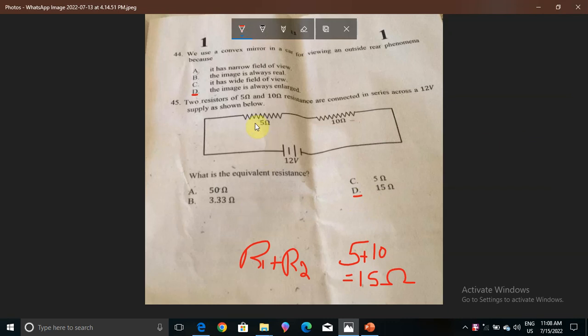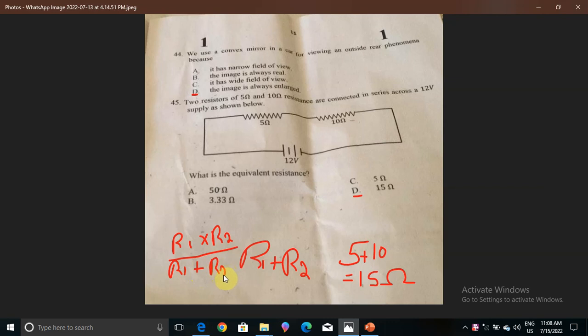But if it was a parallel circuit, it will be R1 times R2 over R1 plus R2, if it was in parallel. It will be like this, but here it is in series.